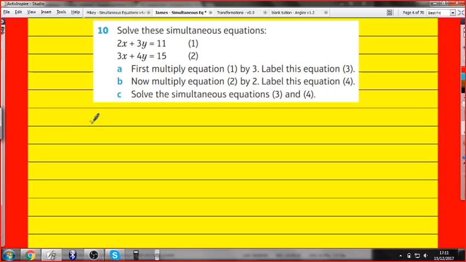So, alright, you've got to first of all write out 2x add 3y equals 11. And then 3x add 4y equals 15.